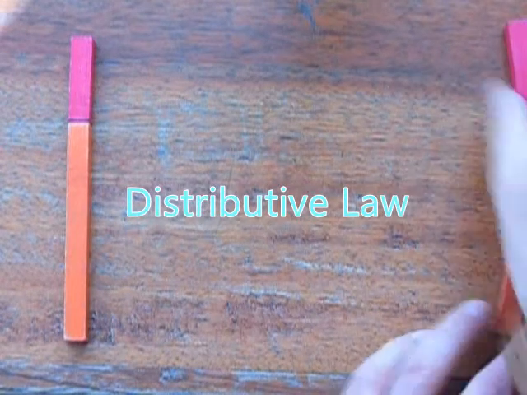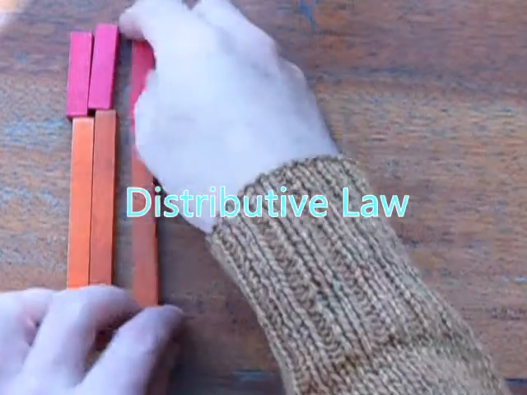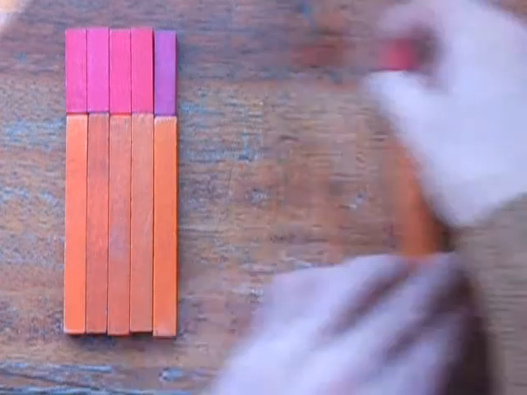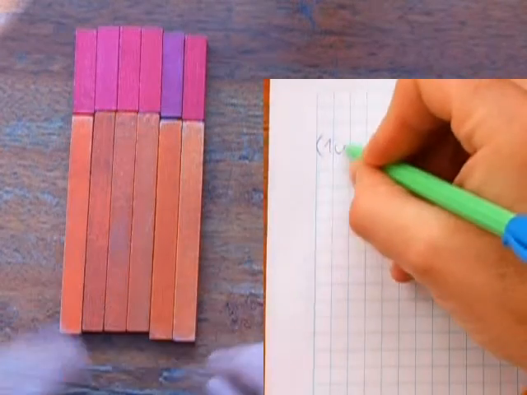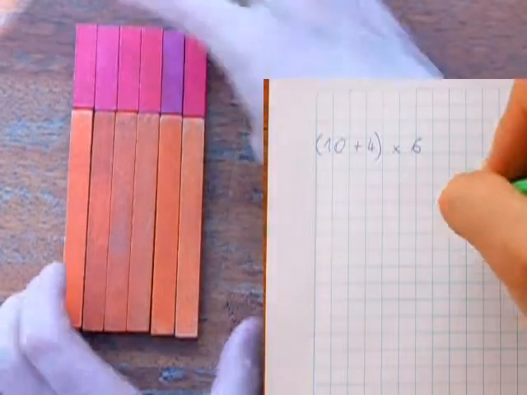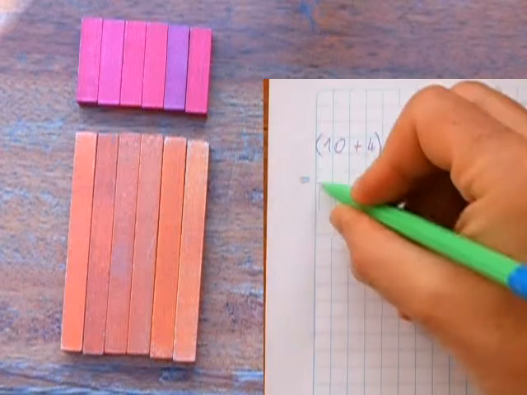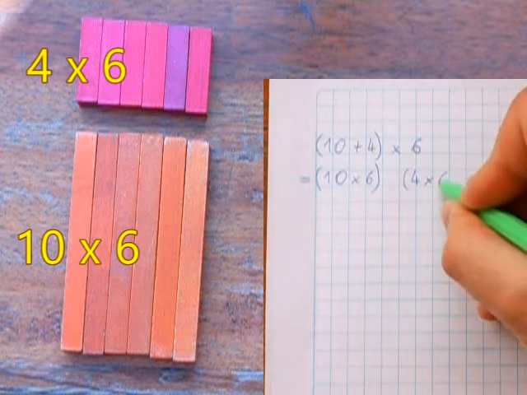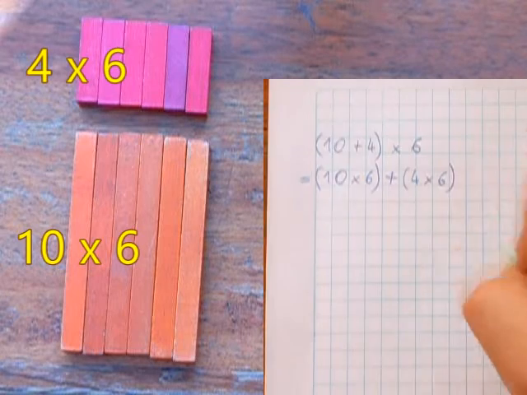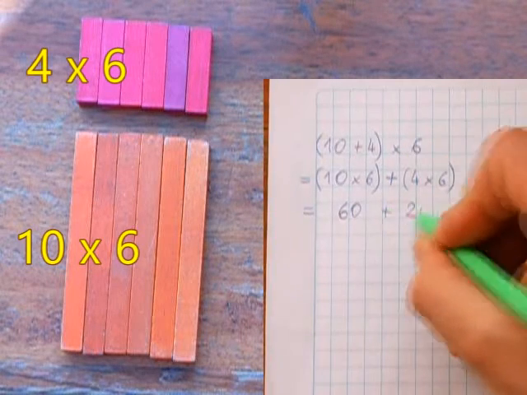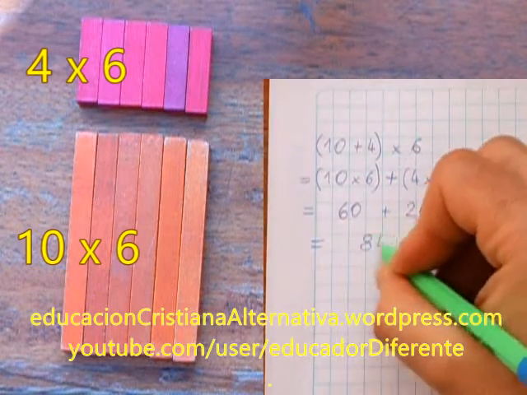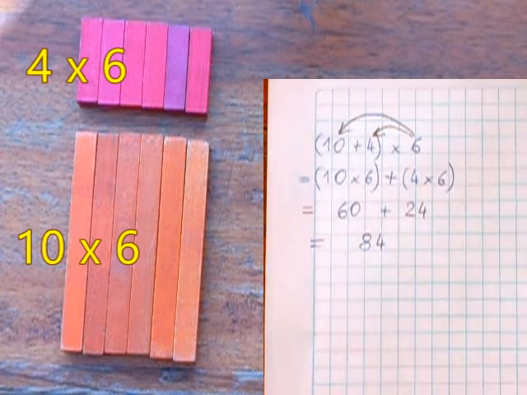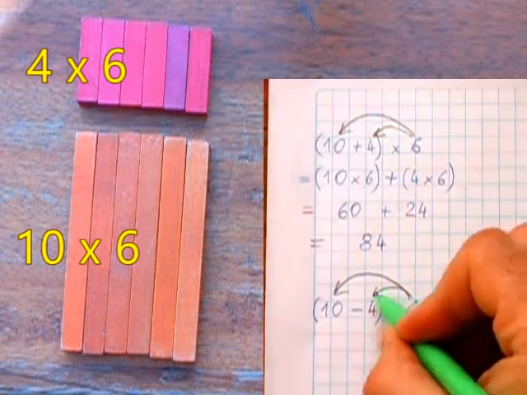Here I have a sum. Let's multiply this sum by 6. How can we calculate the result? There are several ways of doing it. One possibility is this. We separate these two rectangles. The rectangle below is 10 times 6. The one above is 4 times 6. The result is both of them together. This means adding them. This is called the distributive law. It is called like this because we can imagine that the multiplication becomes distributed among all the summands.